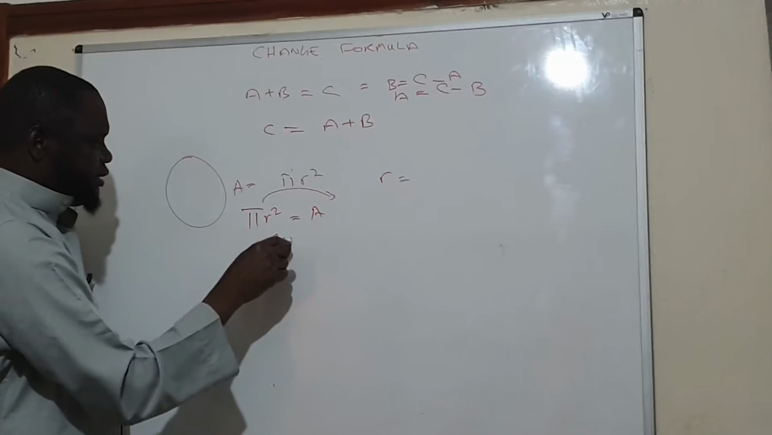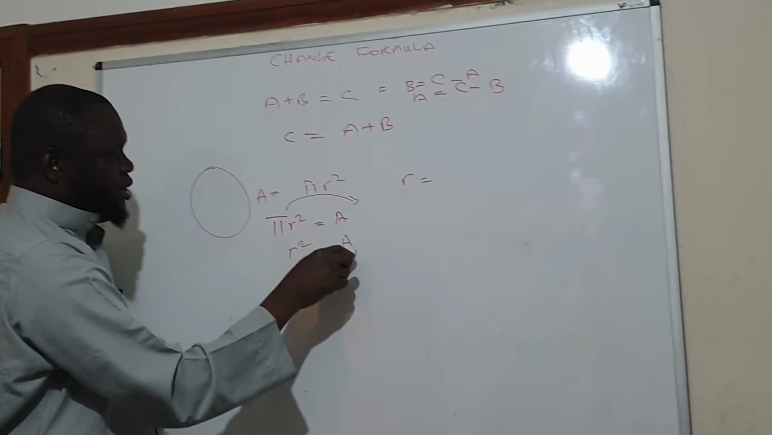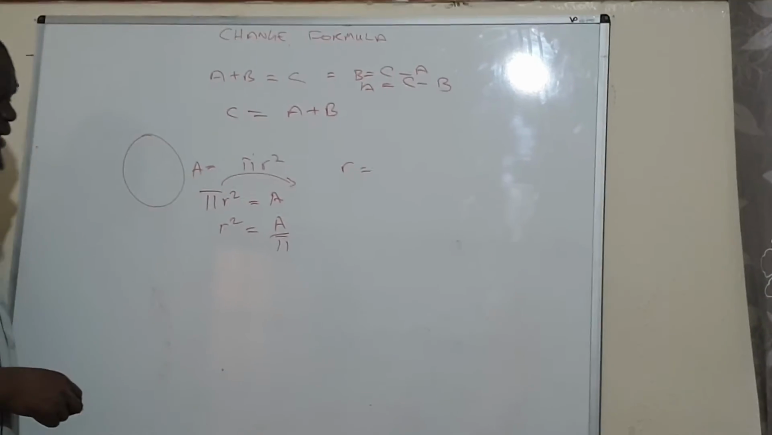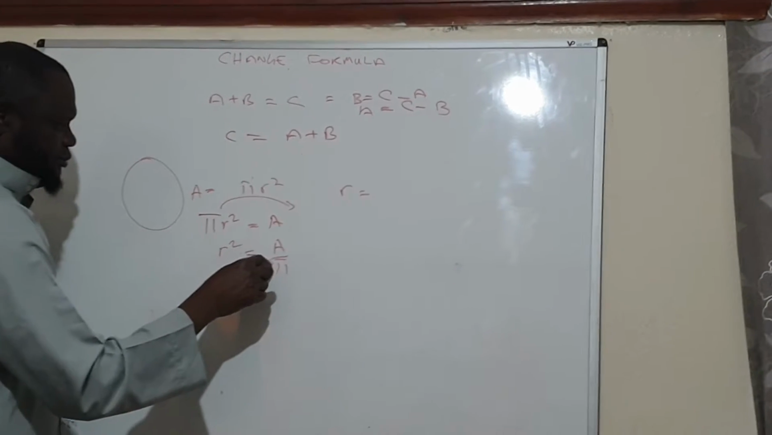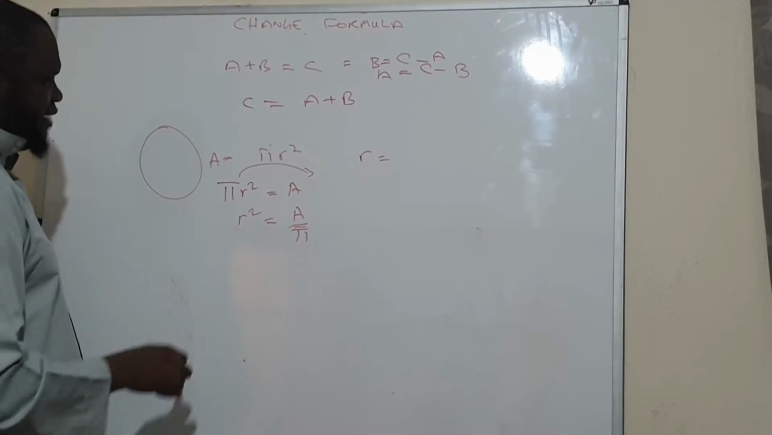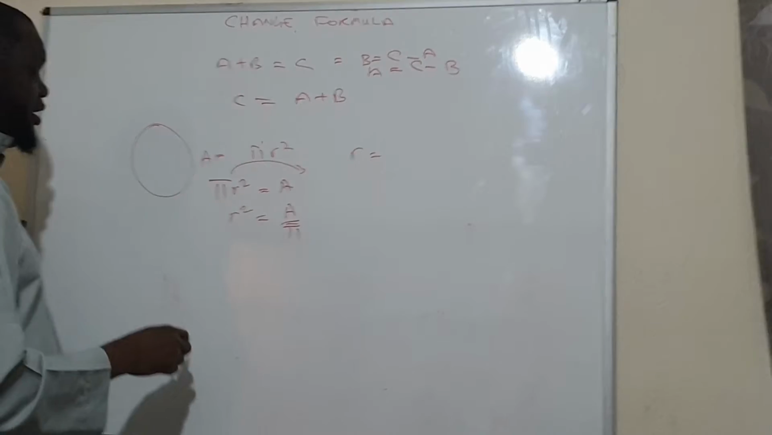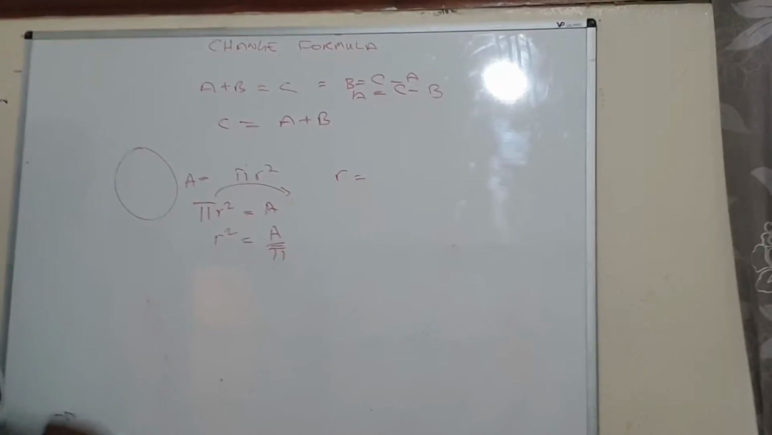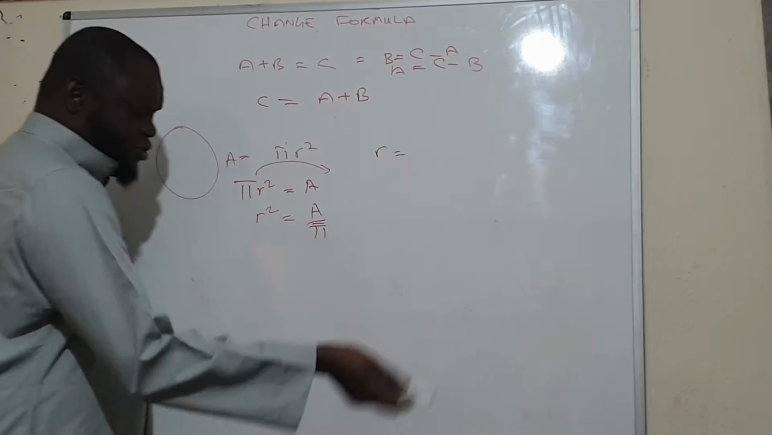So r squared is equal to A over pi. How do I get that? I divide both sides by pi. So at least I have r squared is equal to A over pi. Now what did I say? If you have a square on this side, what do you do? Square the other side. That's the rule we said.